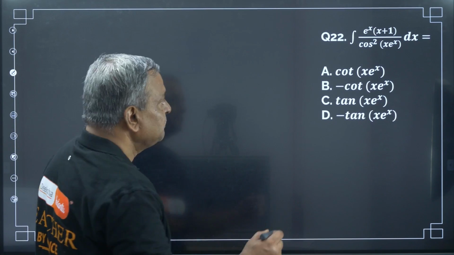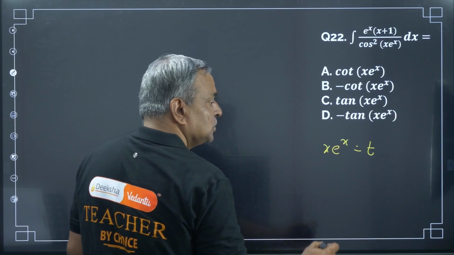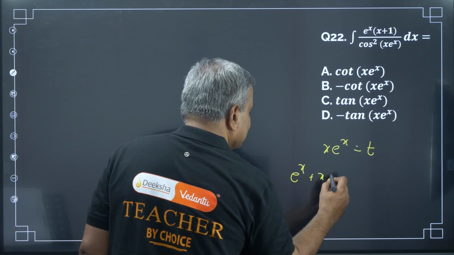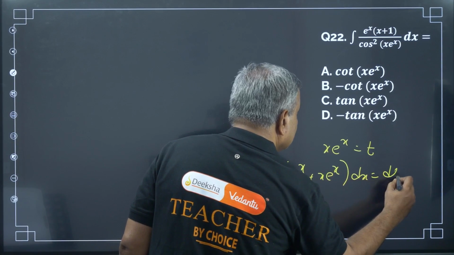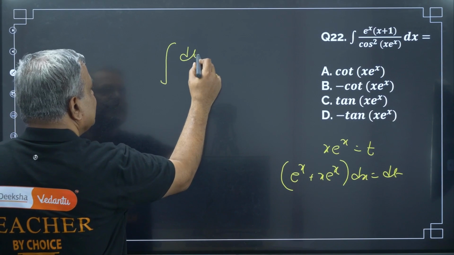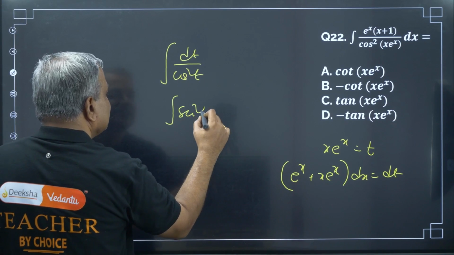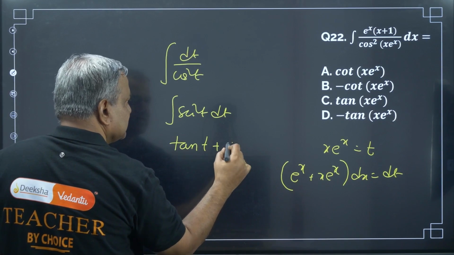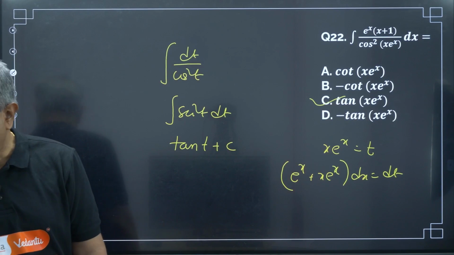In this one, we take x e to the power x is equal to t. So what's the derivative you get? You get e to the power x plus x e to the power x dx is equal to dt. Okay, which is present in the numerator. So this will give you dt by cos square t, which is equal to secant square t dt. The integral of secant square t is tan t plus c. So the answer is tan of x e to the power x. Question 22, option C is correct.